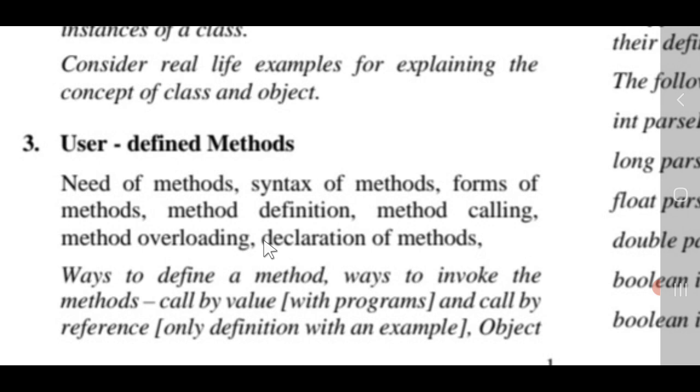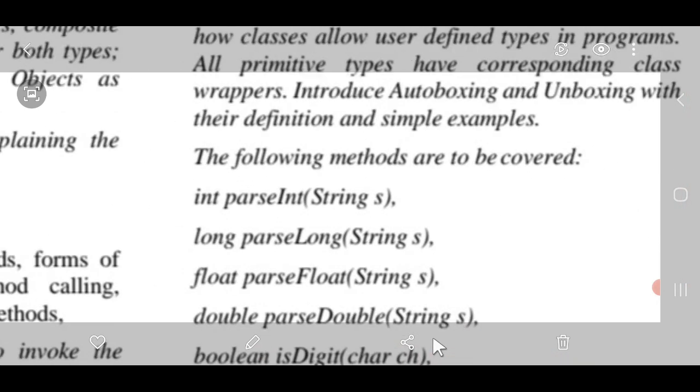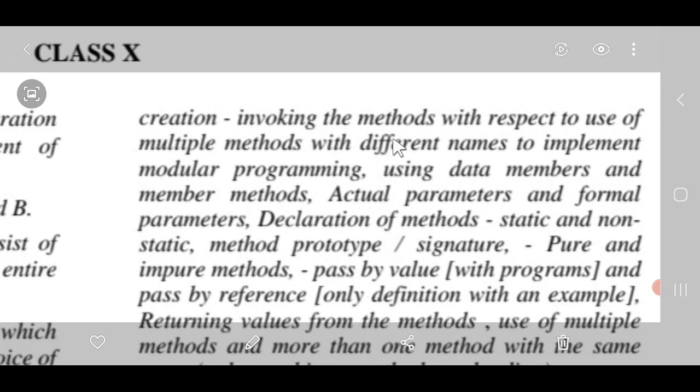Different types of ways of calling a function. There is call by value, call by reference, and here in the syllabus, call by value with a program, and call by reference only definitions with an example. Okay. After that, students, we have here in the function object creation, then invoking the method with respect to use of multiple methods with different names to implement modular programming using data members and member methods, actual parameters, formal parameters. So students, when a function is defined, if it is having parameters, those will be called formal parameters, and when the function is called, the parameters given at that time are the actual parameters. All right.